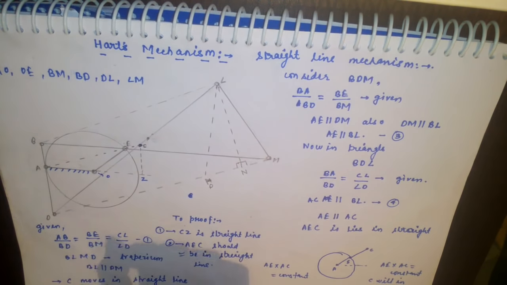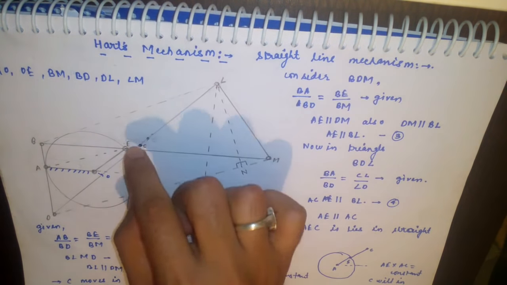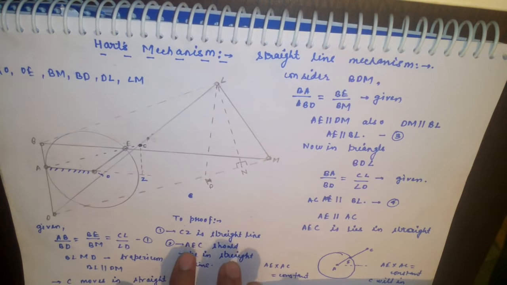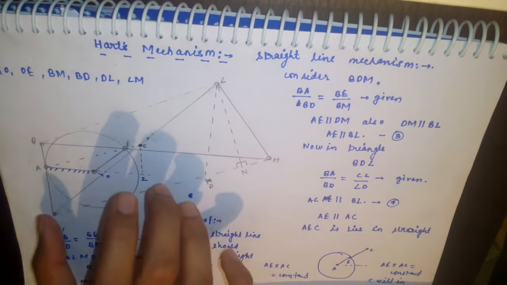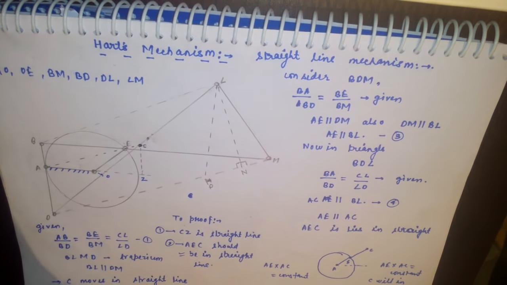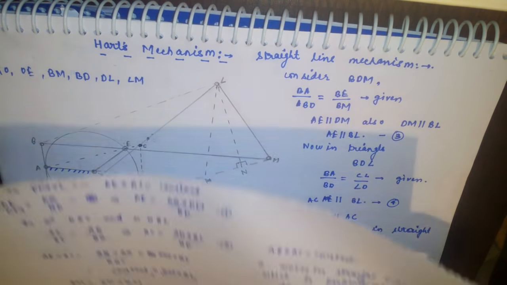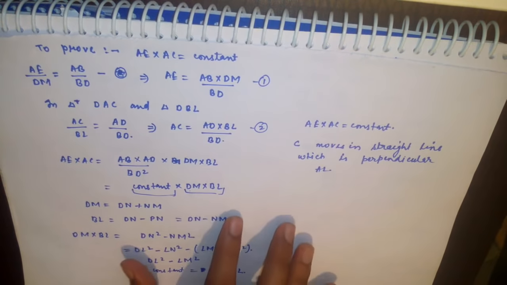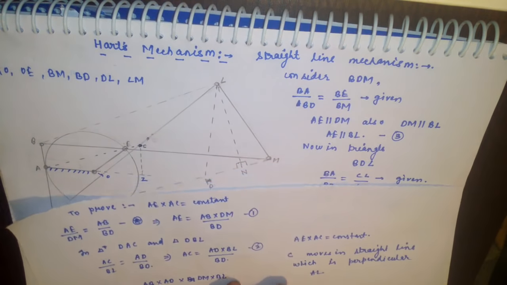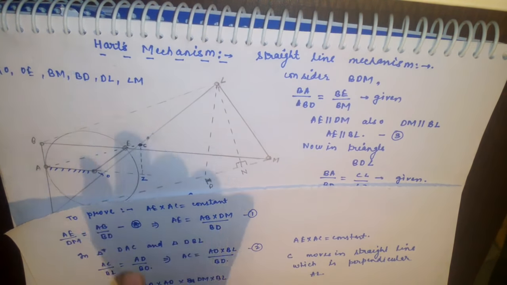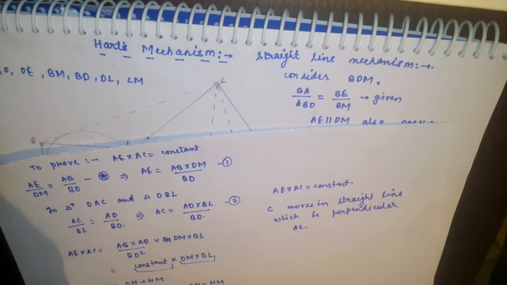When we are drawing it, we make sure that BLMD makes a trapezium such that BL is parallel to DM. So to prove point C moves in a straight line, we have to prove that AEC, these three points, are in a straight line. We have proved these two portions, and by this we can say that point C moves in a straight line in the Hart mechanism. So this is all about Hart mechanism.